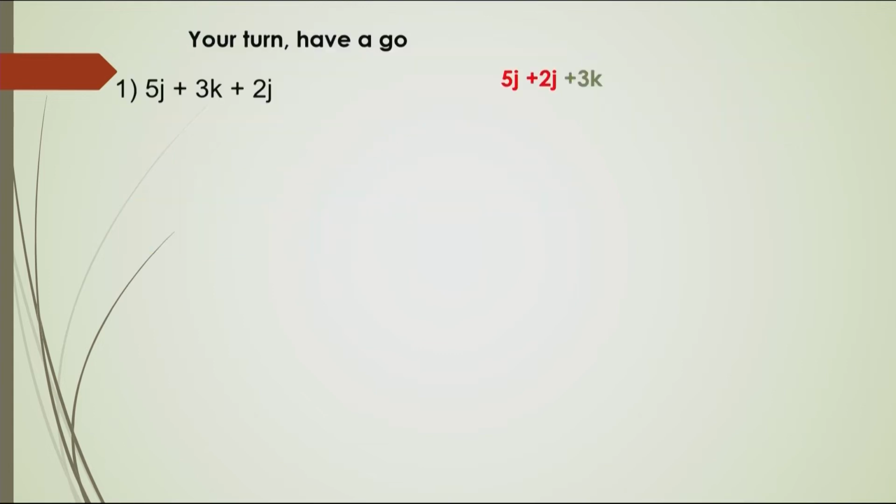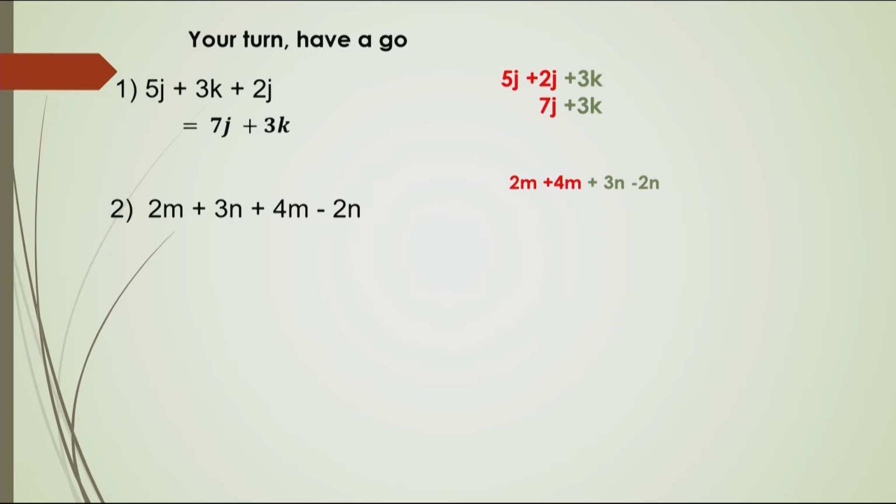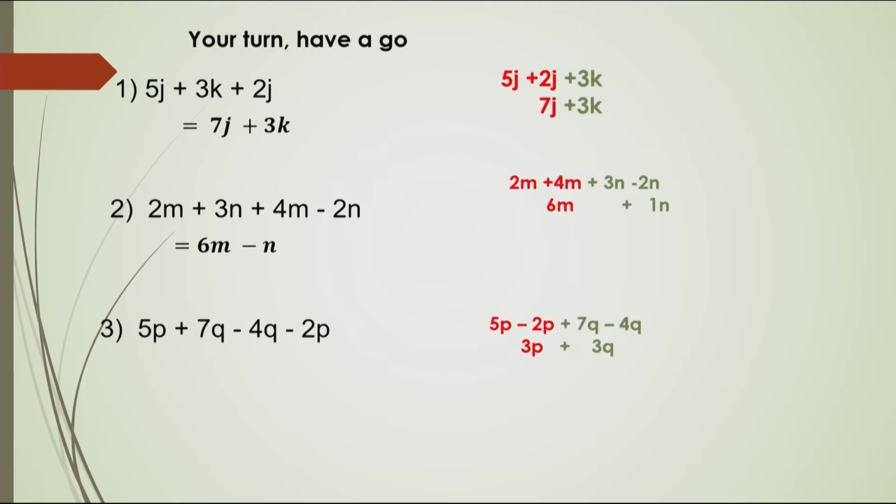Now your turn, have a go. Okay? Well done for the first one if you've got that. Second one. Okay? If you've got that answer, well done. Third one. Have a go. Well done. Now, I just want to bring to your attention, there is a sign in front of each term. When you collect the term, collect the sign in front of it as well. Okay?